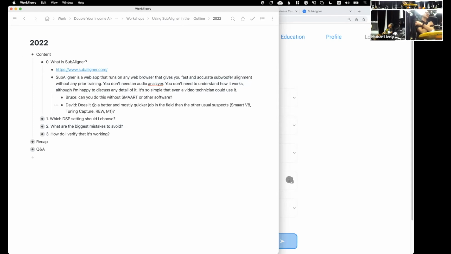Does it do a better and mostly quicker in the field than the usual other suspects, Smart, tuning, capture, REW, M1? So David, I'll answer the second part of this first. Quicker, yes, only because you don't need to set anything up, right? It's just a web app. You just open your phone, take a distance measurement, and if you're quick, it's 30 seconds. Your audio analyzer is never going to be 30 seconds because you walk into the room and you have to set it up, right? It's going to take you at least a couple of minutes to set up your audio analyzer if you're fast.